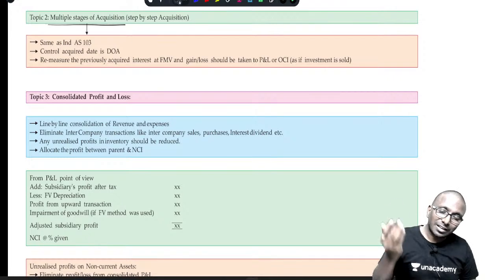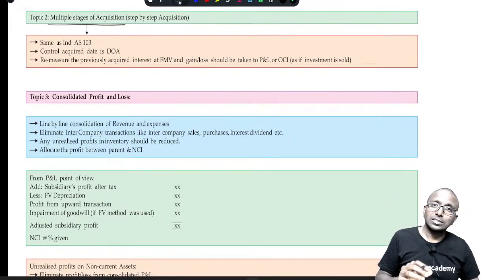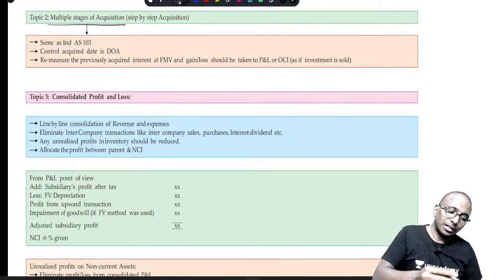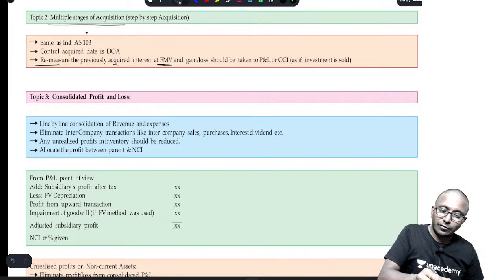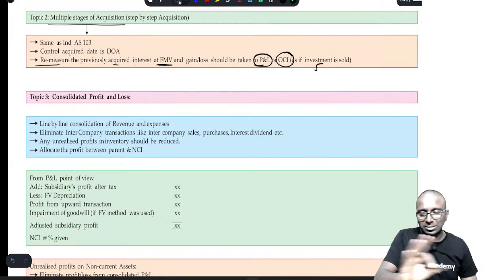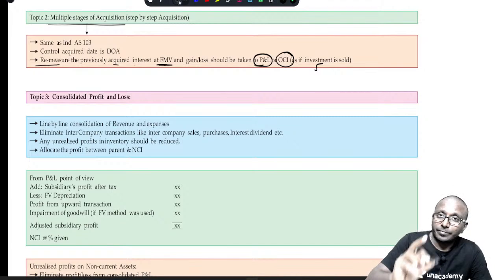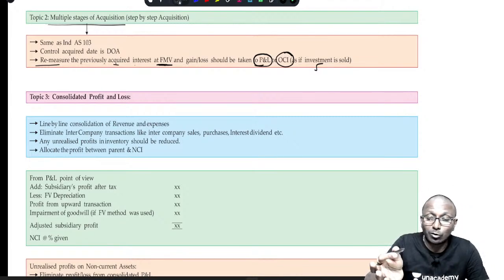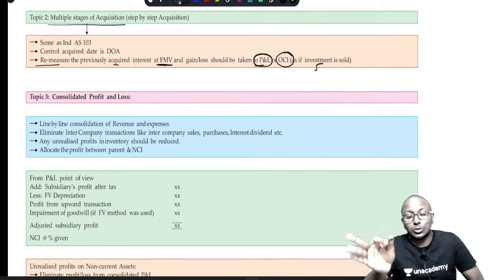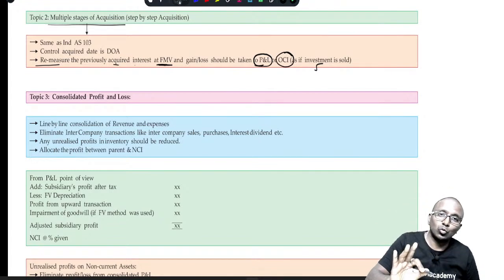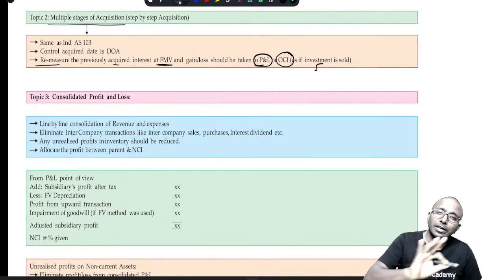Next, multiple stages of acquisition, which I already told you. We'll remeasure the existing stake at fair market value, and the gain or loss will be transferred to profit and loss. Remeasure the previously acquired interest at fair market value, and it will be transferred to P&L or OCI depending, but generally it will go to profit and loss. Otherwise, if my investment was measured at FVTOCI, only for that reason it will go to OCI. Generally it will be transferred to P&L.